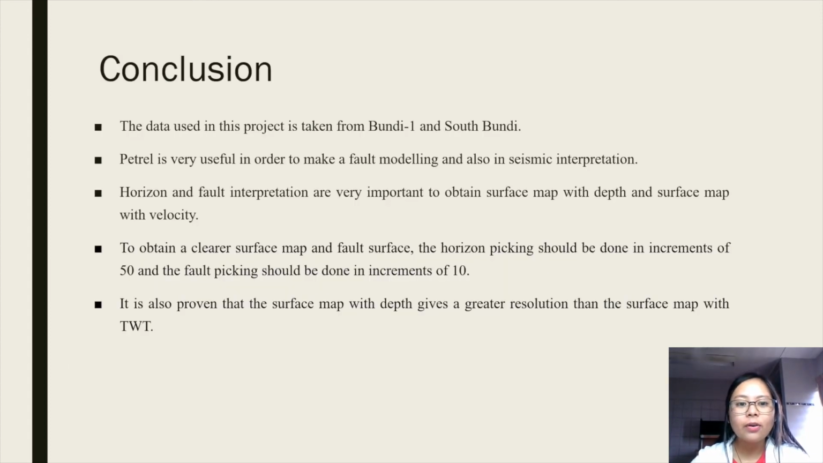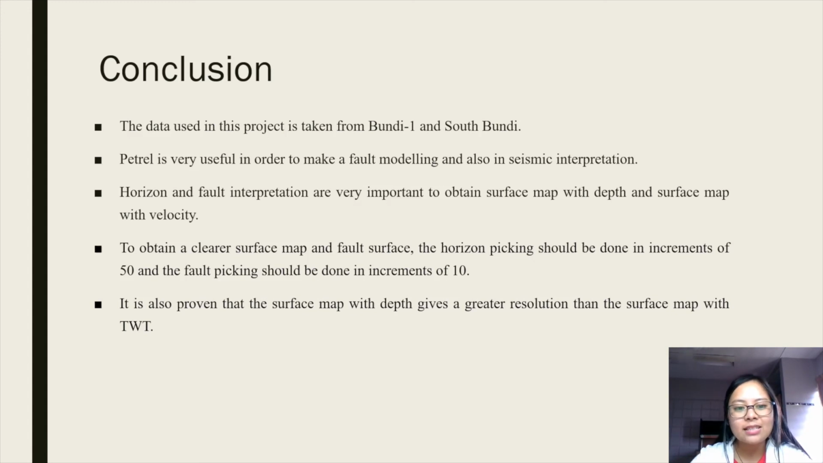Lastly, for conclusion, the data used in this project are taken from Bundi 1 and South Bundi, and we found out that the software is very useful in order to make fault modeling and also in seismic interpretation. Next, horizon and fault interpretation are very important in order to obtain surface map with depth and surface map with velocity. We use an increment of 50 for horizon picking, and we use an increment of 10 for fault picking. This is for us to get a clearer image of the surface map and fault surface.